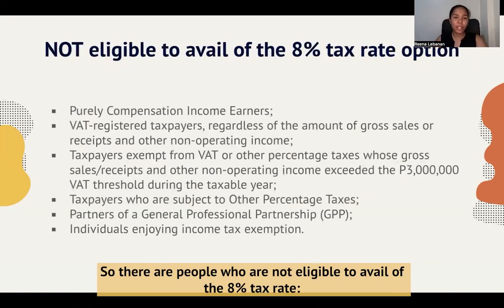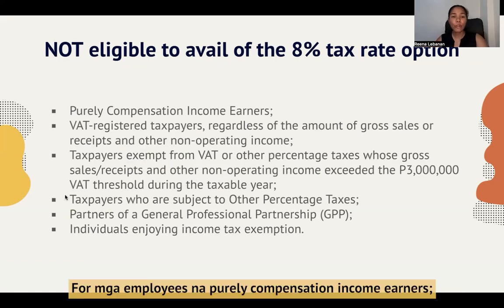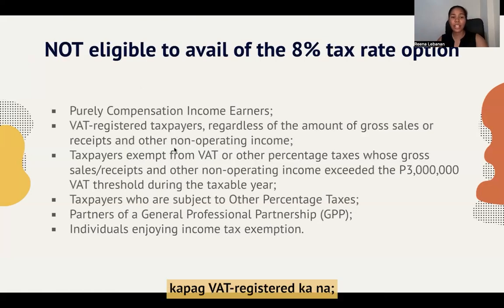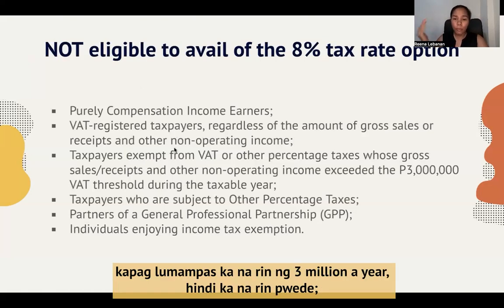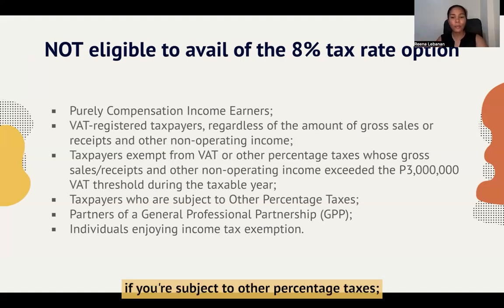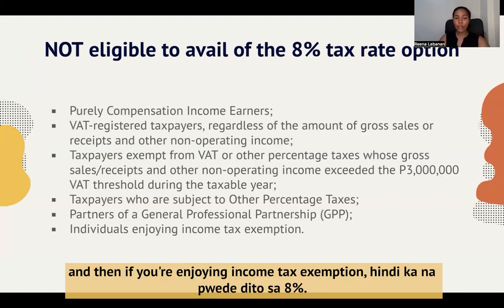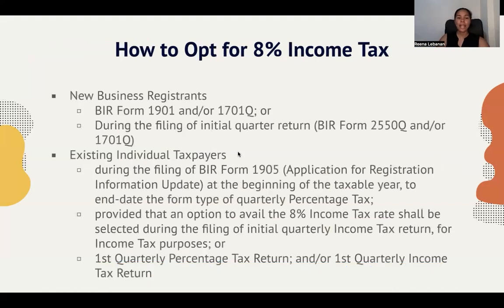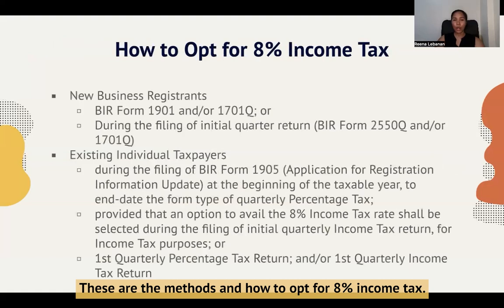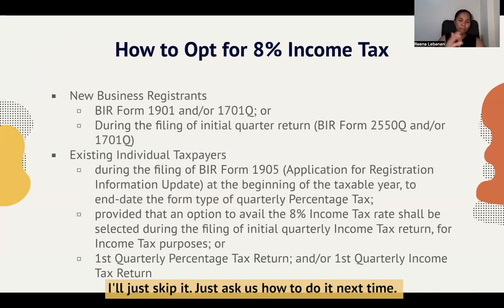So there are people who are not eligible to avail of the 8% tax rate: mga employees na purely compensation income earners. Kapag VAT registered ka na, kapag lumampas ka na rin ng 3 million a year, hindi ka na rin pwede. If you're subject to other percentage taxes, if you're a partner of a GPP, and then if you're enjoying income tax exemption, hindi ka na pwede dito sa 8%. These are the methods on how to opt for 8% income tax. I'll just skip it. Just ask us how to do it next time.